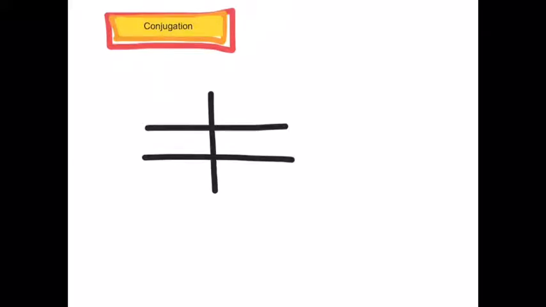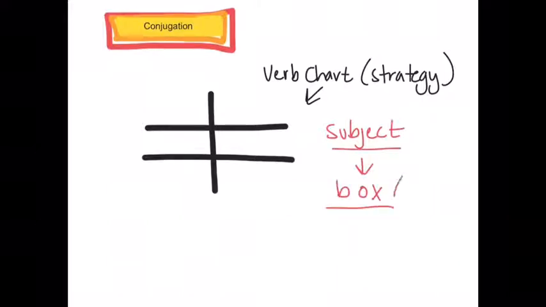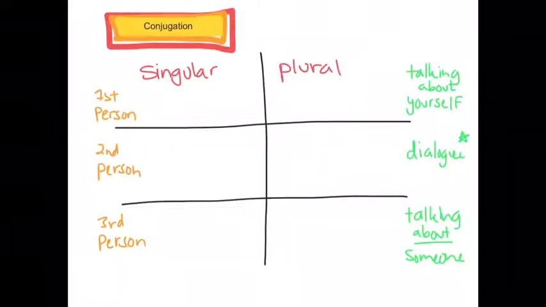Let's talk conjugation now that we've talked about types of verbs. We use the verb chart shown here as a strategy to help us conjugate. It helps us stay organized. Now when we're using this strategy, we use the subject to determine which box or ending we need to use. This is our chart, so we can see that it has many different components. Everything on the left-hand side is singular, for singular subjects. Everything on the right is plural. Then we have the rows.